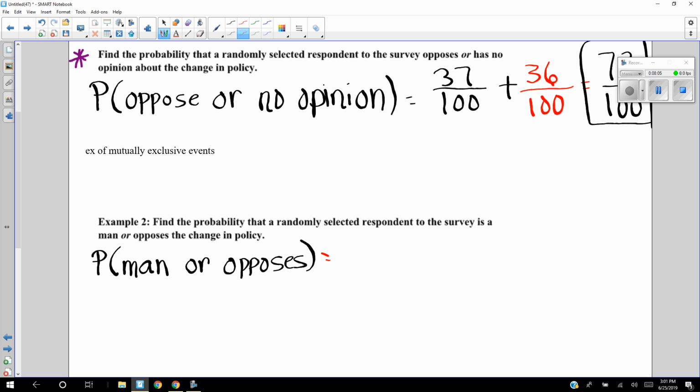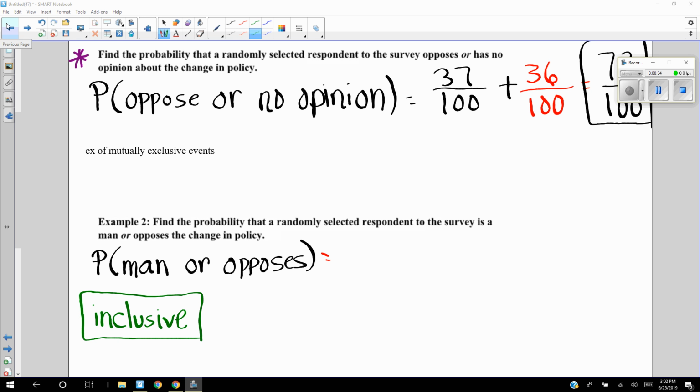Think to yourself, is this mutually exclusive or inclusive? If you said this was inclusive, you are correct, and hopefully you knew that by the logic and not because we've already done a mutually exclusive problem. But technically, someone can be a man and they can also oppose the policy. So there's going to be some overlap here in our Venn diagram.